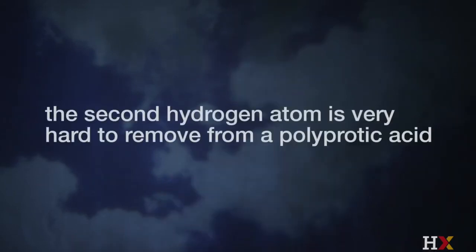And that's what polyprotic acids do. They will give up their first hydrogen with a reasonable acid equilibrium constant, but the second hydrogen atom is very difficult to remove from the molecule, and that produces a very small equilibrium constant and a very low concentration of that second product coming out of the dissociation of the polyprotic acid.